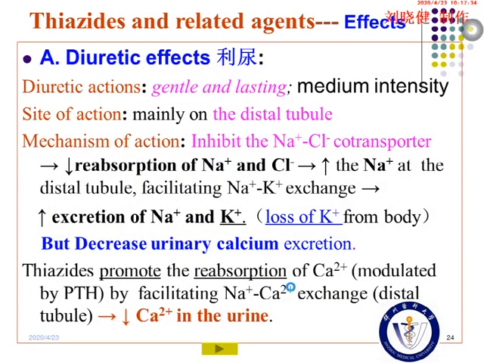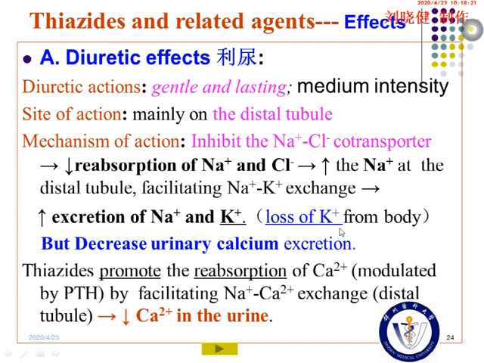Diuretic effects. Just now I mentioned, the diuretic effect of thiazides is gentle and lasting, so they are called moderate diuretics. They act mainly on the distal tubule, especially the initial segment of the distal convoluted tubule, by inhibiting the sodium chloride cotransporter and decreasing the reabsorption of sodium and chloride ions, increasing the concentration of sodium ions at the distal tubule, facilitating sodium-potassium ion exchange.